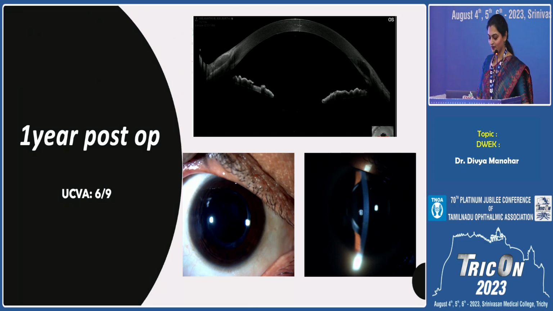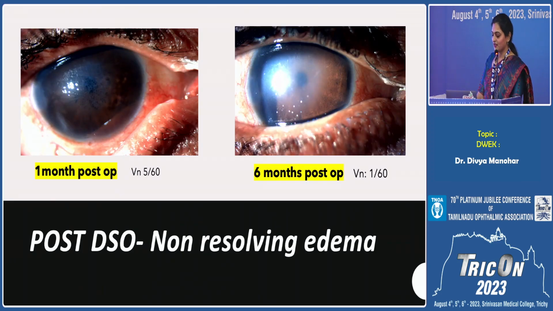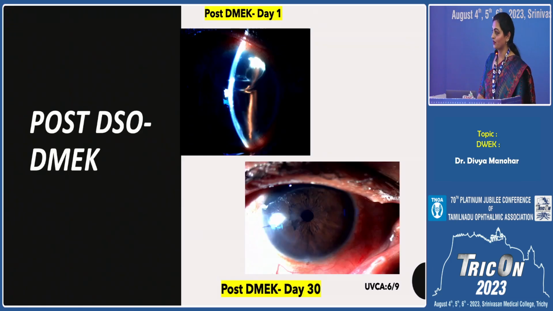The patient is quite happy. This is the case where the patient had pre-op vision of 5/60, but the cataract was slightly on the higher side, about NS3. We don't know if that was the reason for the edema not resolving. Again, these are a small number of cases for us to come to a conclusion. At 6 months post-op, the patient still remained at 1/60 and the edema was not resolving. So we went ahead and did a DMEK and the patient improved to 6/9.